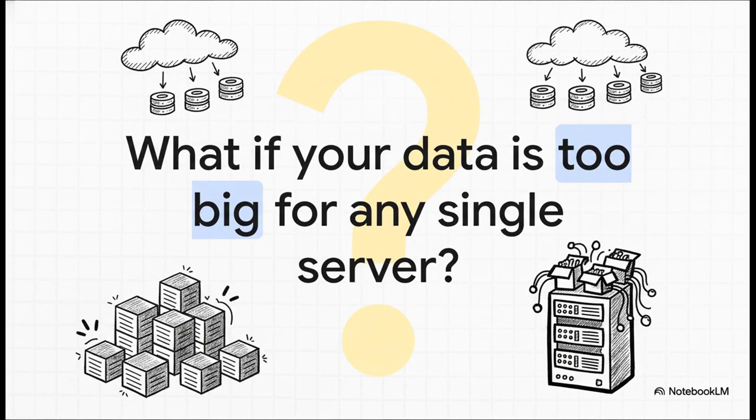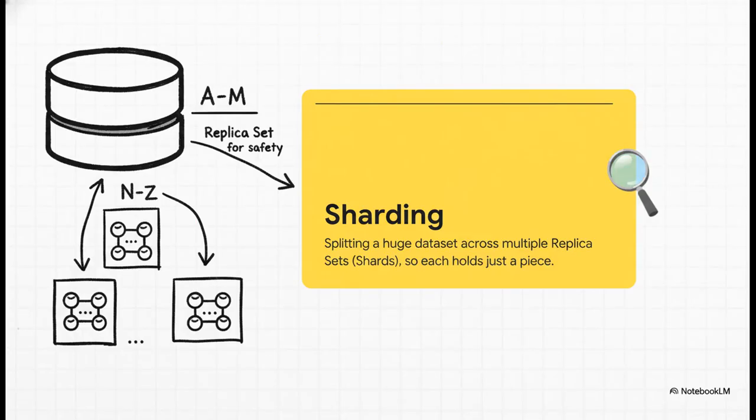Okay, so replica sets totally solve the safety problem, but they've got one big limitation. Every single node in the set has to hold a full copy of all the data. So what happens when your data set grows into terabytes or even petabytes? It gets way too big to fit on any single server. I don't care how powerful it is. And the answer to that problem is sharding. It's a total paradigm shift.